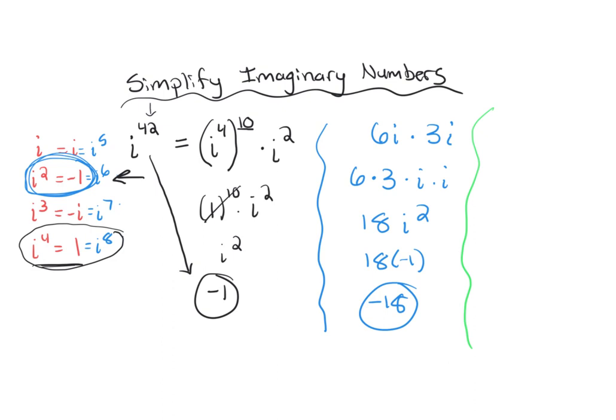All right, let's now do -2i times 5i. That's the same thing as -2 times 5 times i squared, which is -10 times i squared, which is -10 times -1, which goes to +10.